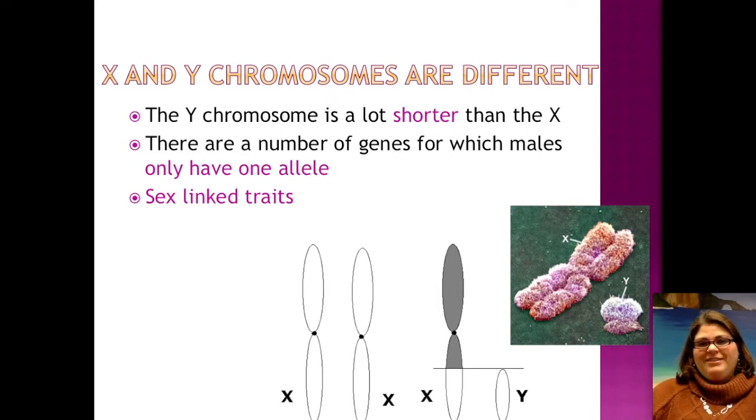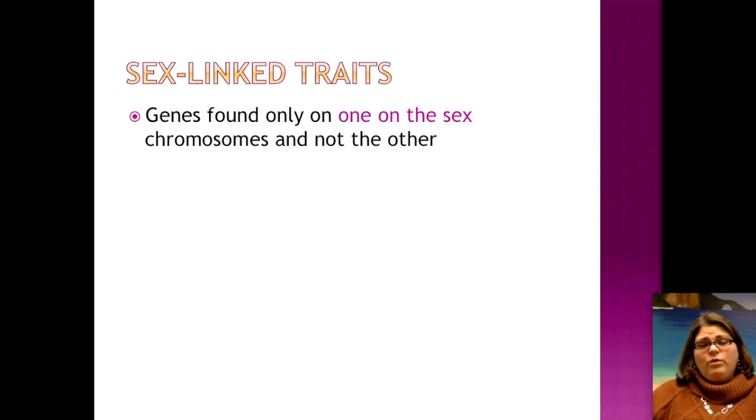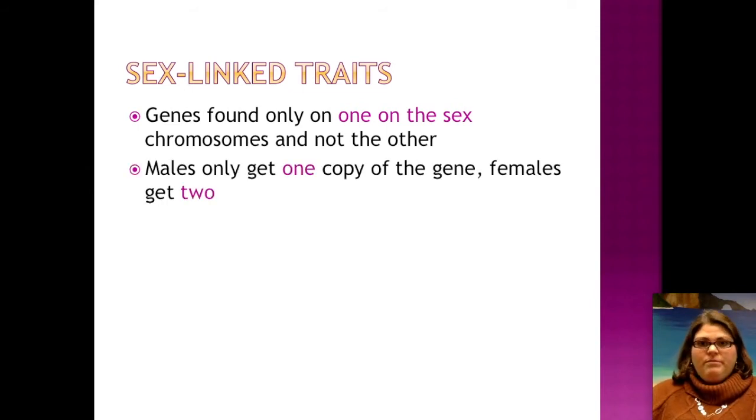These are traits that we call sex-linked traits. A sex-linked trait is found only on one sex chromosome, and not on the other. Most of them, because of the nature of the X, are on the X and not the Y. And so for those traits, males get one copy of the gene from their mom, and that's it. Nothing from dad, because dad's Y doesn't have any of that information. Females then get 2. So you might have heard certain things come from mom's side. That's because they're on the X chromosome.